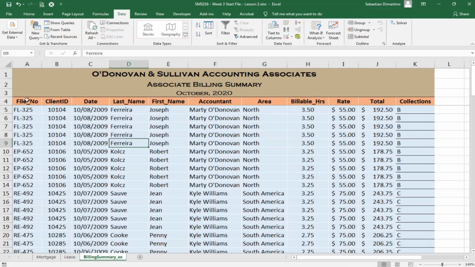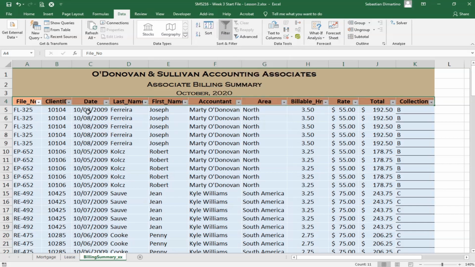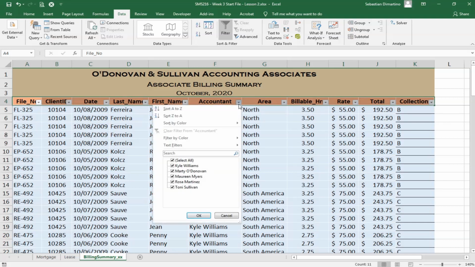And here's how it works. So you go from A4 to K4 and select your titles. At that point, you can go to your data tab at the top and click on filter. What happens now is you're going to get these little down pointing arrows. These down pointing arrows basically drill into the data itself. So for example, if you only wanted to see invoices by one specific accountant, you can go to the accountant drill down menu and you can choose which account you want to see.